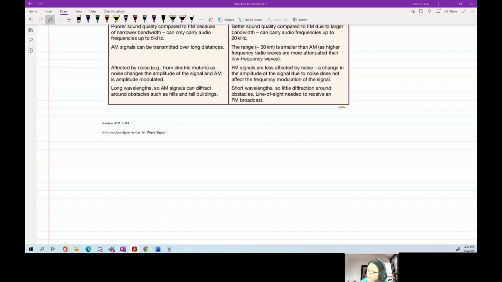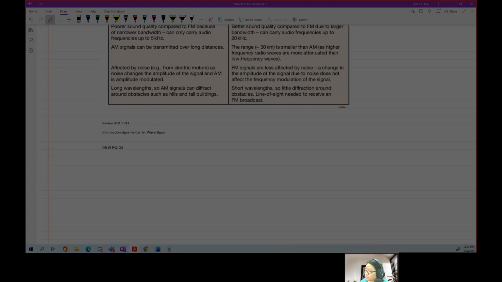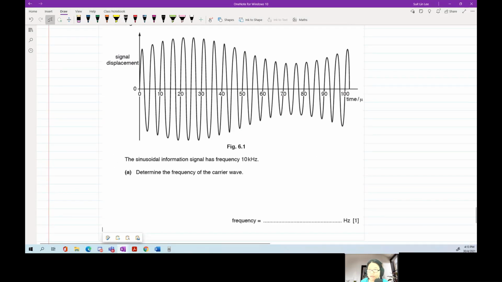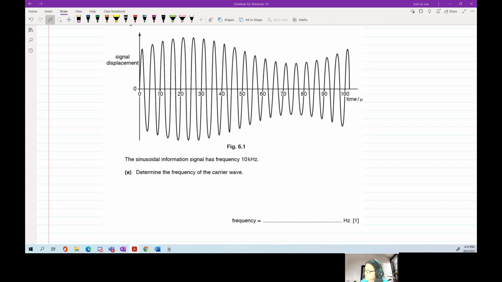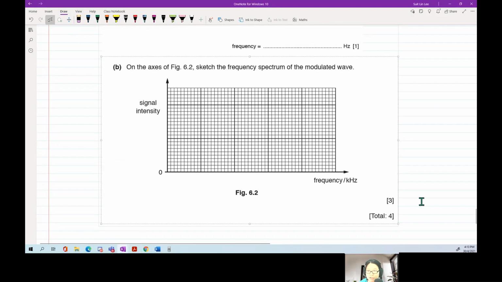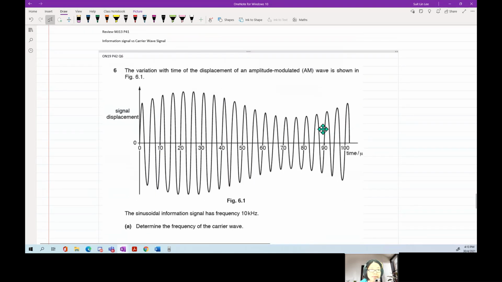All right, we're going to look at this question that is not in the handout. This is from Winter 19, ON19, paper 42, Question 6. I like to call this the fishbone question. It reminds me of a fish. And you can see this variant, the communication question is only 4 marks. A bit sad, but it's okay.